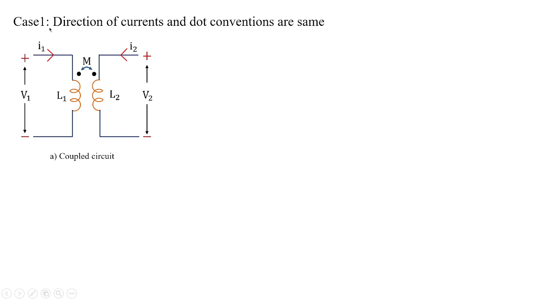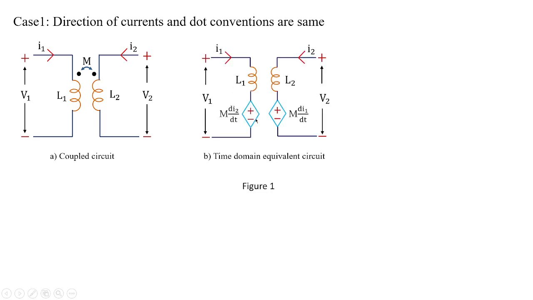Let us take this as case 1, where the direction of the currents and dot conventions are in the same direction. For this, I have to take the time equivalent circuit under figure 1B, which is called the time domain equivalent circuit, where the mutual inductance is formed because of the current flowing in the opposite coil. For example, I have coil 1 with L1 where the current I1 is flowing, and the mutual inductance is formed between these two coils because of the current flowing in the secondary coil. So the mutual inductance depends upon the current flowing in the secondary coil.